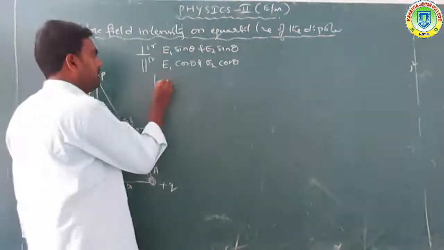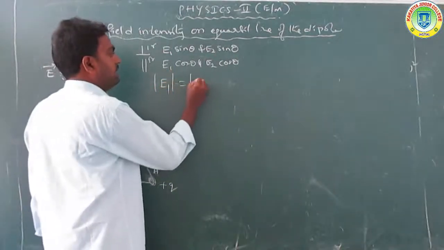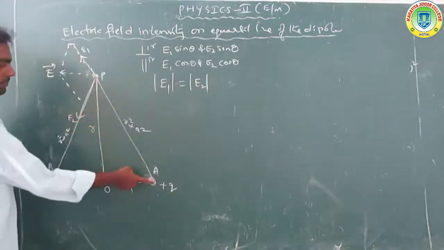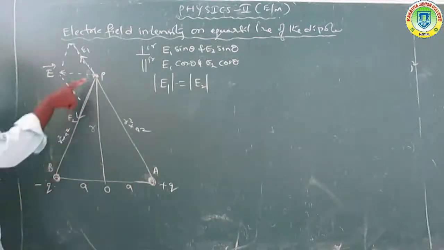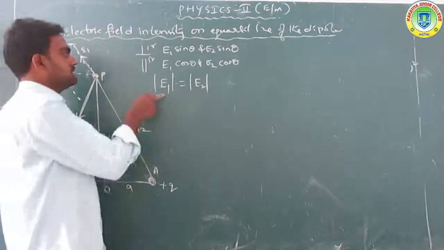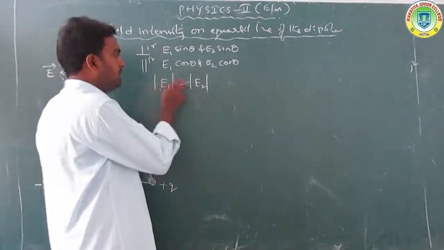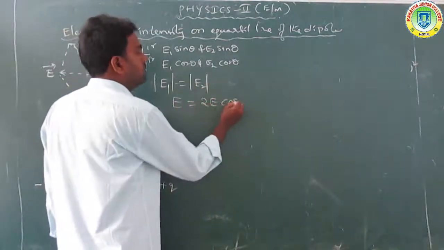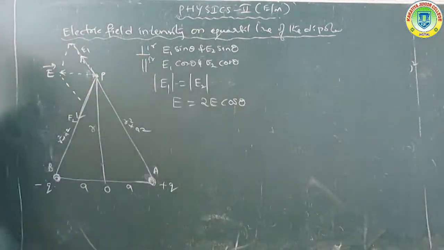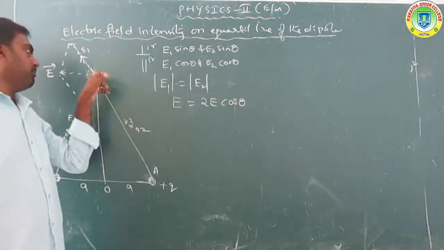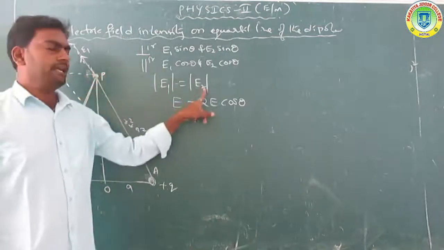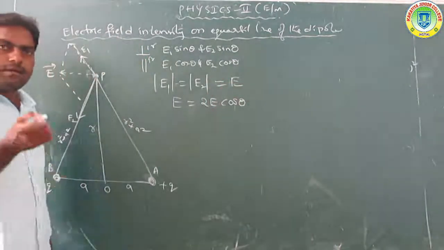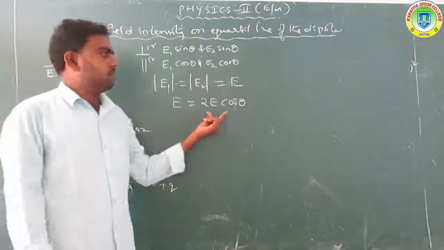E1 is equal to E2, because the point is at the same distance from the plus Q and minus Q charges, so the electric field intensities are similar. The total electric field intensity at point P is 2E cos theta. Since E1 equals E2, which is E, the components E cos theta and E cos theta give 2E cos theta.